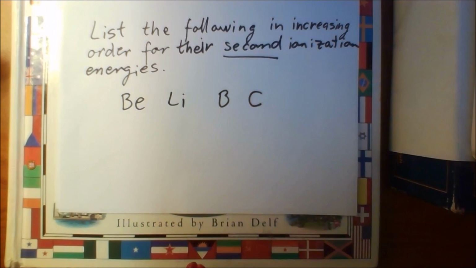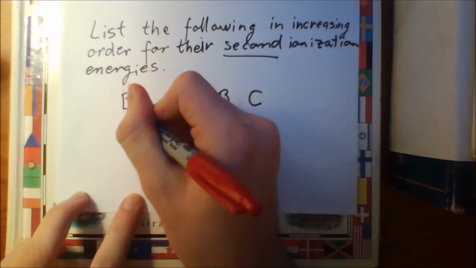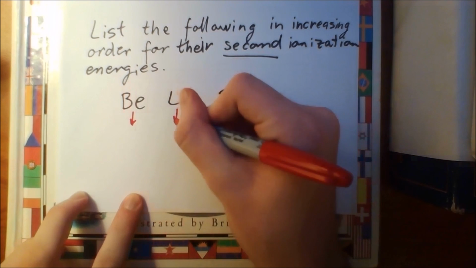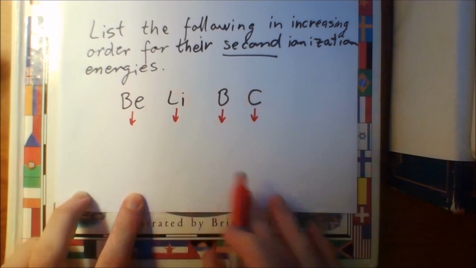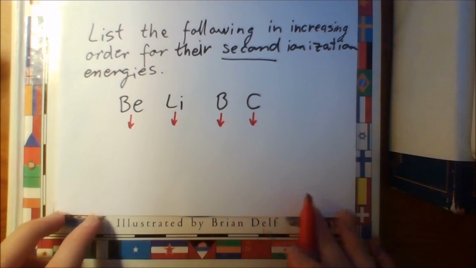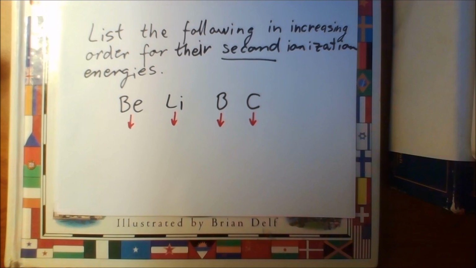Second ionization energy means that we're looking for the energy required to remove the second electron from these elements after we've already removed one. So we're going to take one away, because we're not concerned with the first ionization energy, so it doesn't matter how much energy is required to take the first electron away. We're assuming that that work's already been done. So let's figure out what these elements are going to look like after we've taken away an electron.